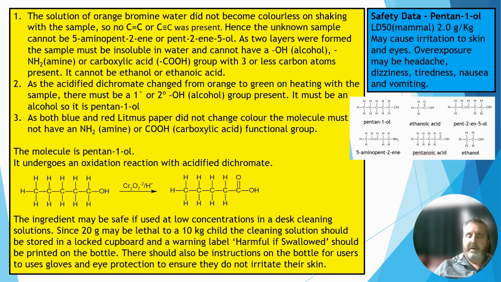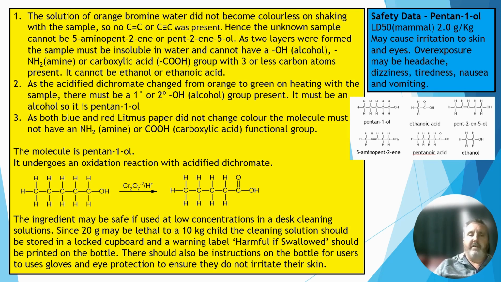The other thing we could say is the bottle must have a child-proof lock lid on the top, and again it might have on the label harmful if swallowed. You could also say, and I've written this here, there should be instructions on the bottle for users to wear gloves and eye protection to make sure they don't irritate their skin. Now, if you want excellence, you need to make sure you do this explanation thoroughly. You think carefully about some good solutions to how you might make these chemicals safe for people who are using them. Okay, so that's our first one.